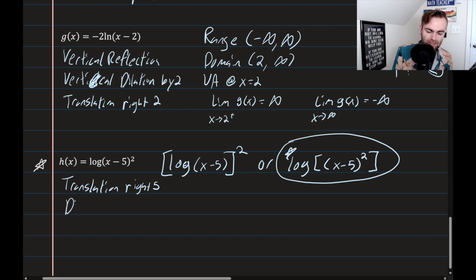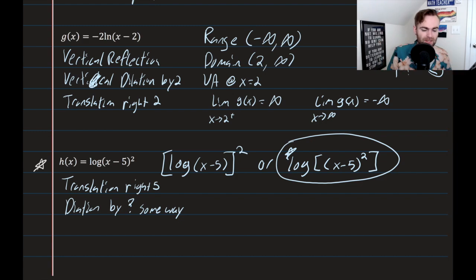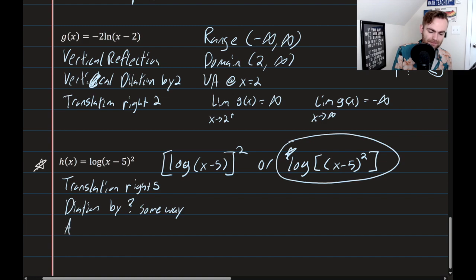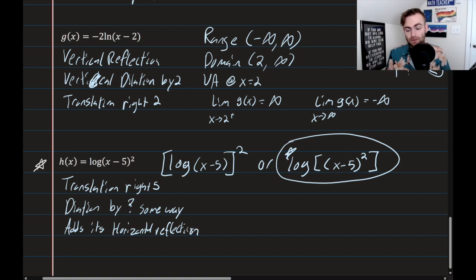So we have some sort of dilation. And I say it's an inconsistent value. It's actually consistent, but we'll talk about why later. It's a dilation by something vertically, or you can say horizontally. It really doesn't matter. It's a dilation by something some way. But it's also reflecting it, but keeping the original image. So it also adds its horizontal reflection to the curve. So what do I mean by this?